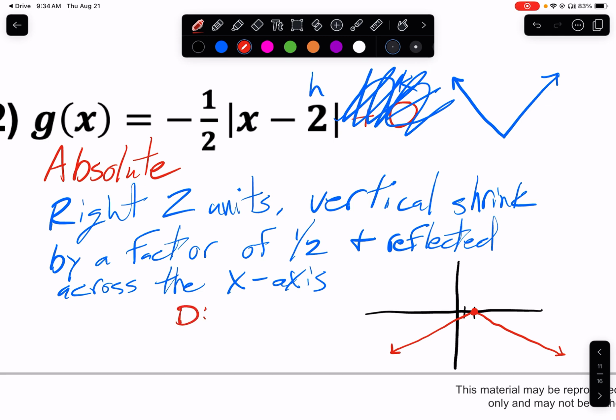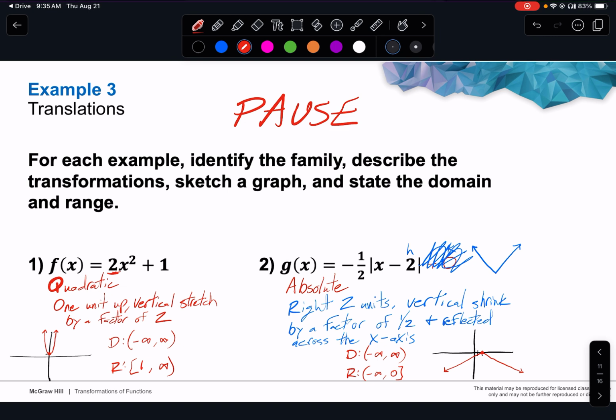Okay, our domain is negative infinity, infinity. Our range has a limit, but our limit is on the positive side. So it's negative infinity to 0. And then make sure we put a bracket there. That's what those two should look like.